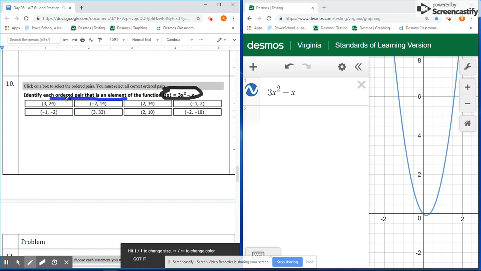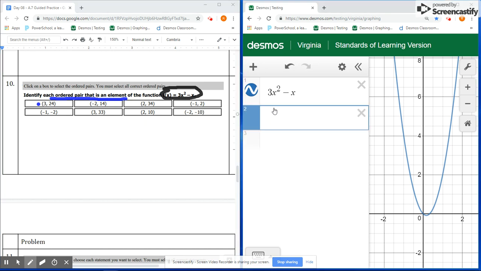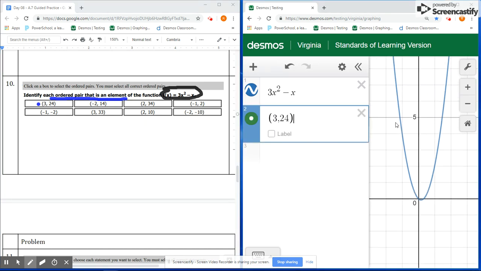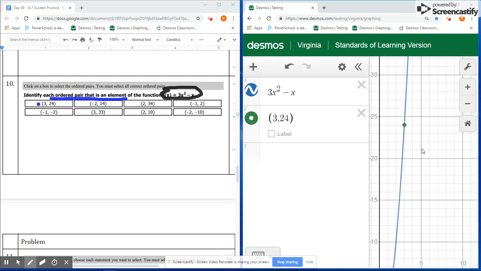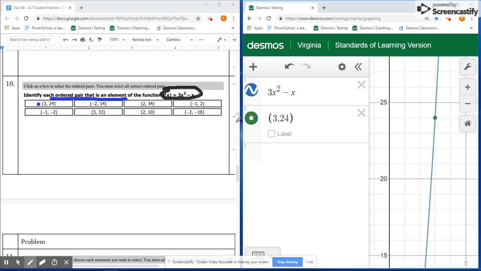Okay, so what we need to do is we need to type in every answer choice and see if it's on the parabola or not. So I'm going to start with this one, (3, 24). When I type (3, 24), it's going to be a green point. If I zoom out, all right, there's (3, 24). It is on the line. So this is an answer choice. That's an answer. Okay, next I'm going to try (-1, -2).